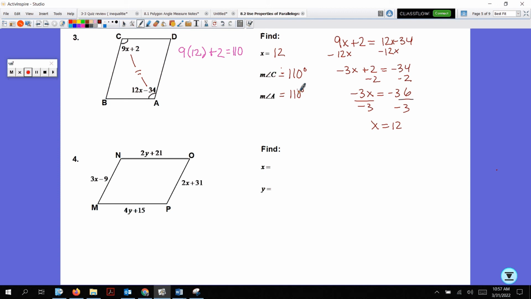You can also just do a quick check. 12 times 12 is 144, minus 34 is 110. Perfect. So that's it. It worked out. We did it right. Yay!